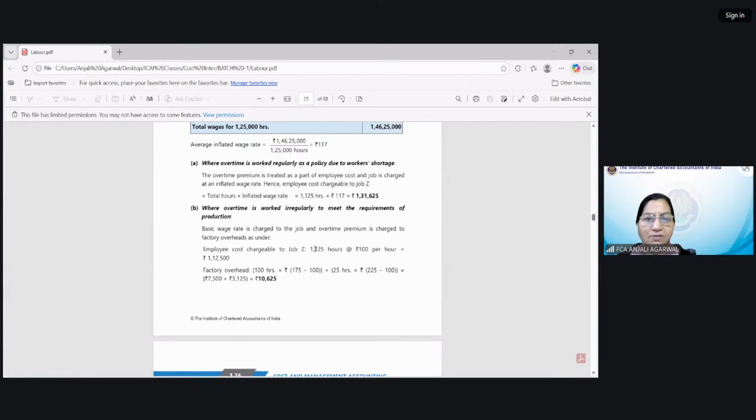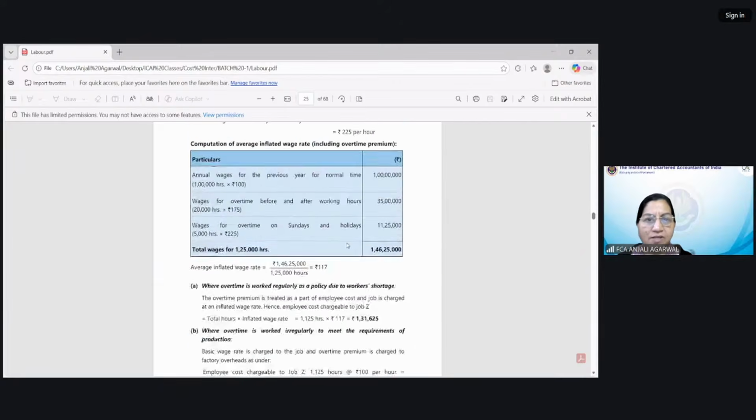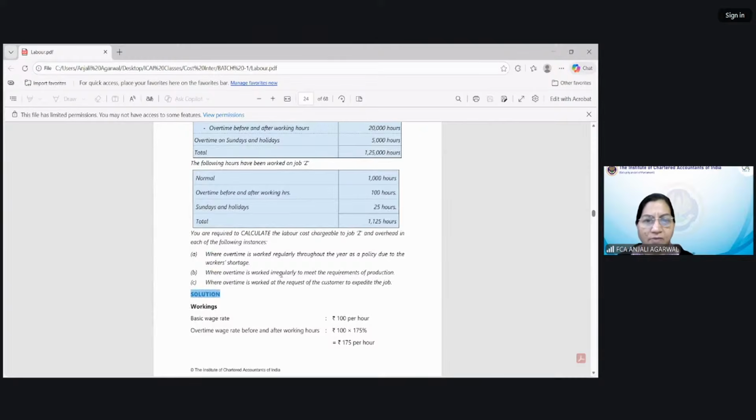Okay. So on 1,000 hours, normal. On another 100 hours, 75 rupees, 100 into 75. And on 25 hours, 125. So 7,500 plus 25 into 125. This will go as overheads, factory overheads. Why? Because it is not a normal feature, it's irregular. But because you have to make production, that's why you have to incur this expenditure.